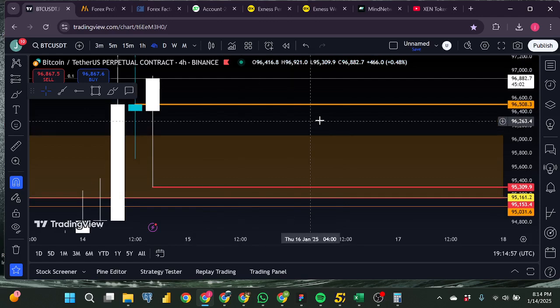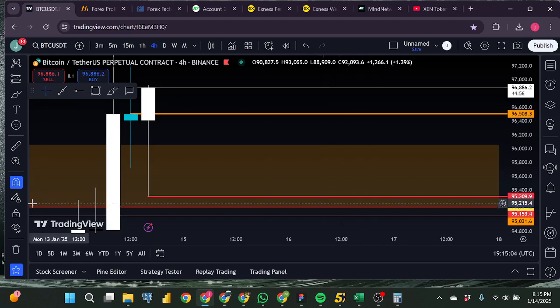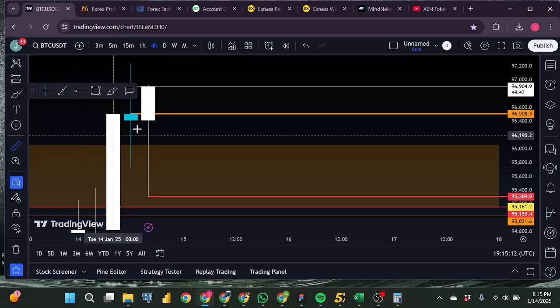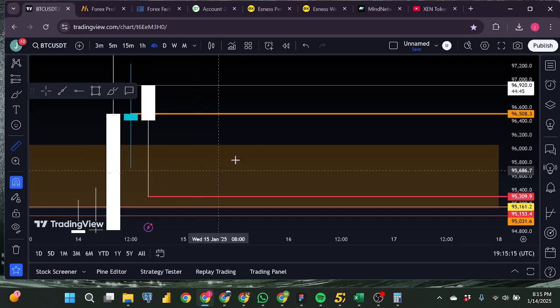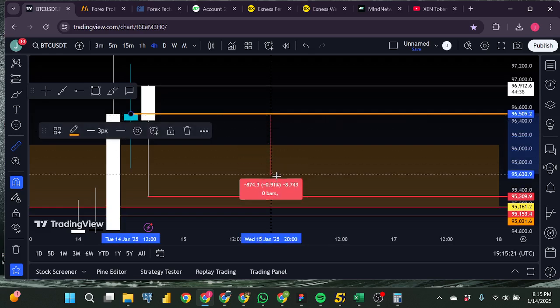Now, please pay attention to this. I will try as much as possible to repeat myself. Look at this. There is a calculator on your TradingView. One of the features of TradingView is your measuring tool. Look at this point here. Put this line on your entry price. Drag it to your stop loss.